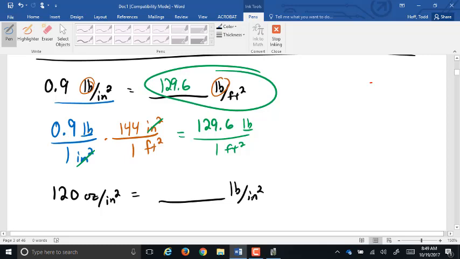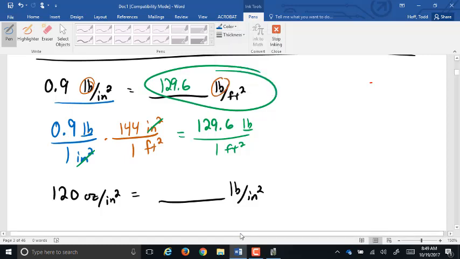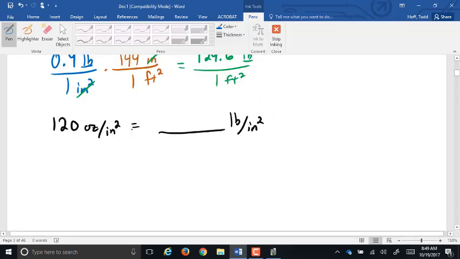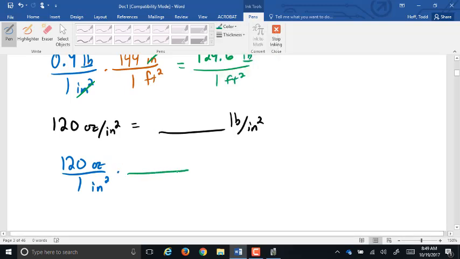If you got something that's listed as 120 ounces per square inch, we want to figure out what is that in pounds per square inch. We're used to seeing things in PSI, right? So it's 120 ounces over 1 square inch. Are we changing ounces? Yes, we are. So they go on bottom, so they'll cancel out.